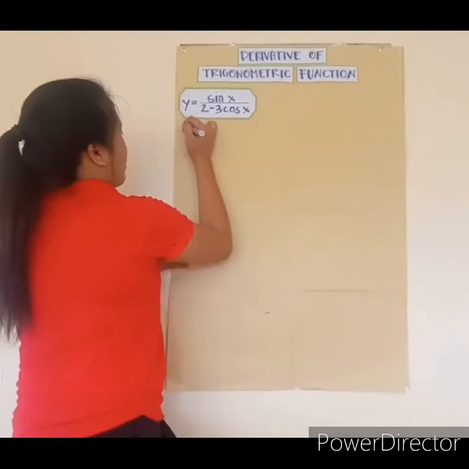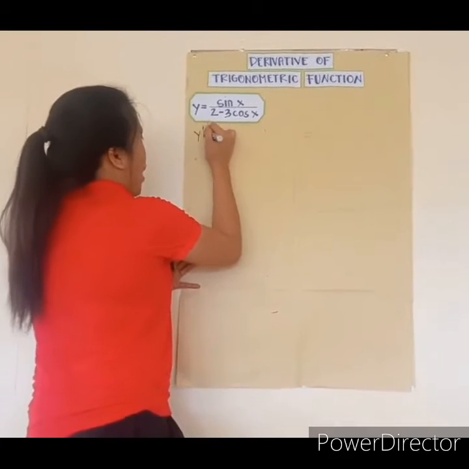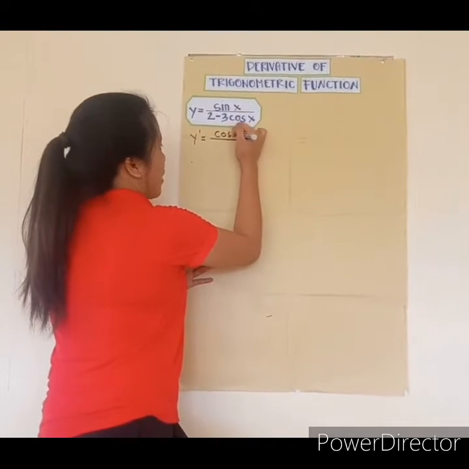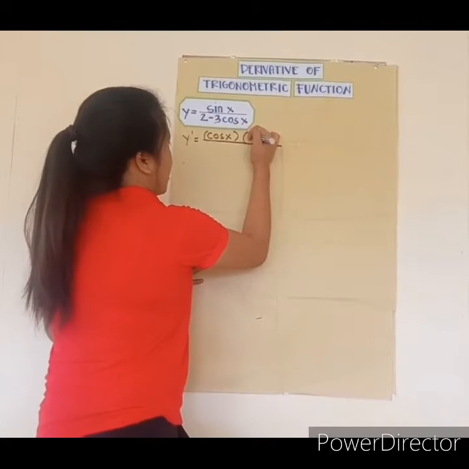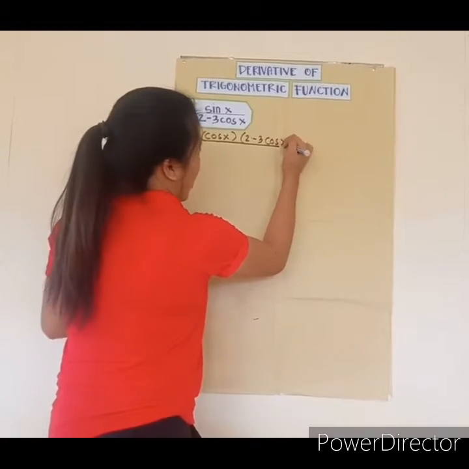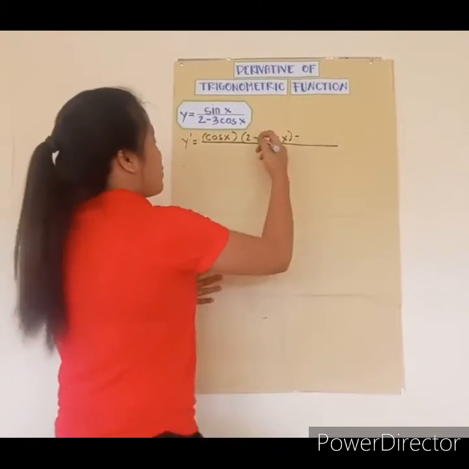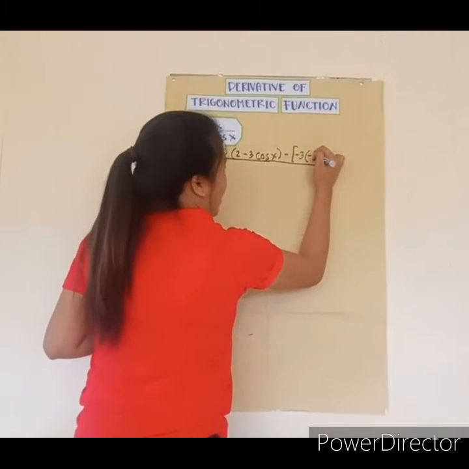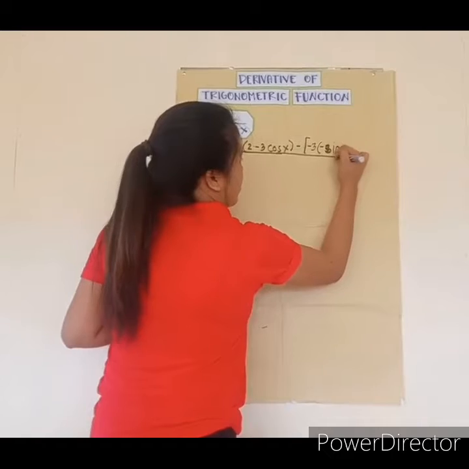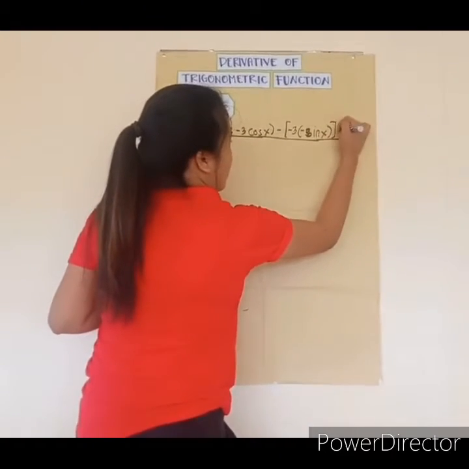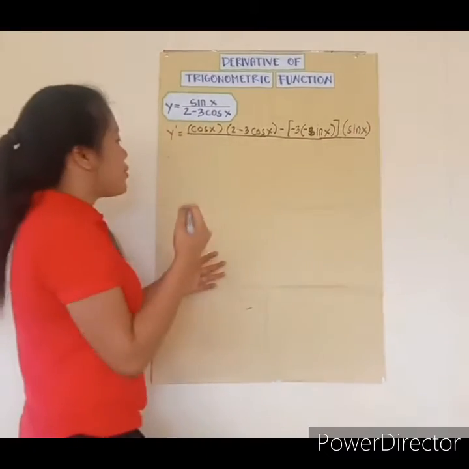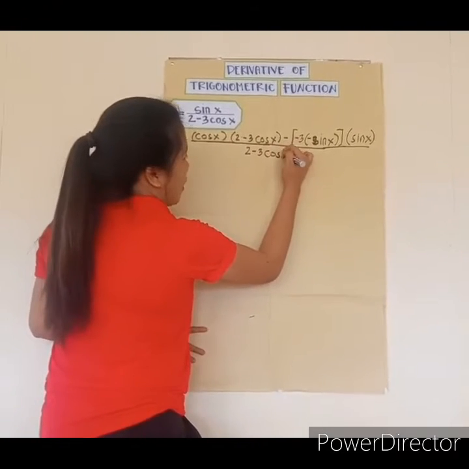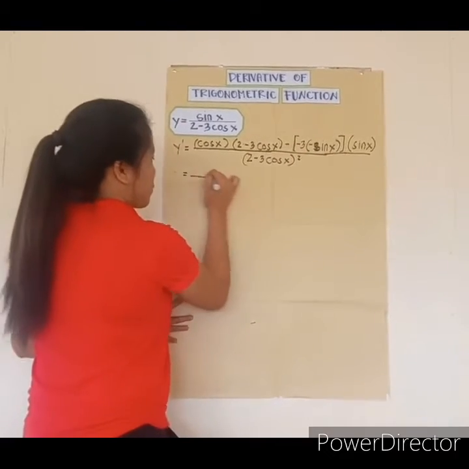Then, let's solve the derivative of this problem. So y prime, or y derivative, is equal to derivative of sin x is cos x times our g, which is 2 minus 3 cos x, minus the derivative of 2 minus 3 cos x, which will become negative 3 times negative sin x, times sin x over our g squared, which is 2 minus 3 cos x squared.